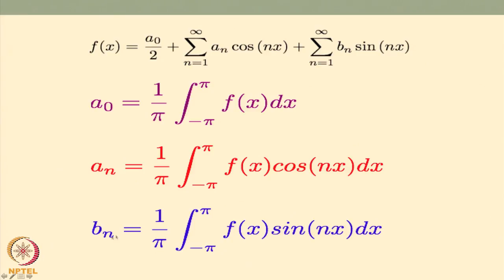Similarly, if I want bn, let us say b3, I take f of x and multiply with sin 3x and integrate. If I want b7, I will take f of x, multiply with sin 7x and integrate. So, if I want any bn, I take f of x and multiply with sin nx and integrate. For an, I multiply with cos nx and integrate.